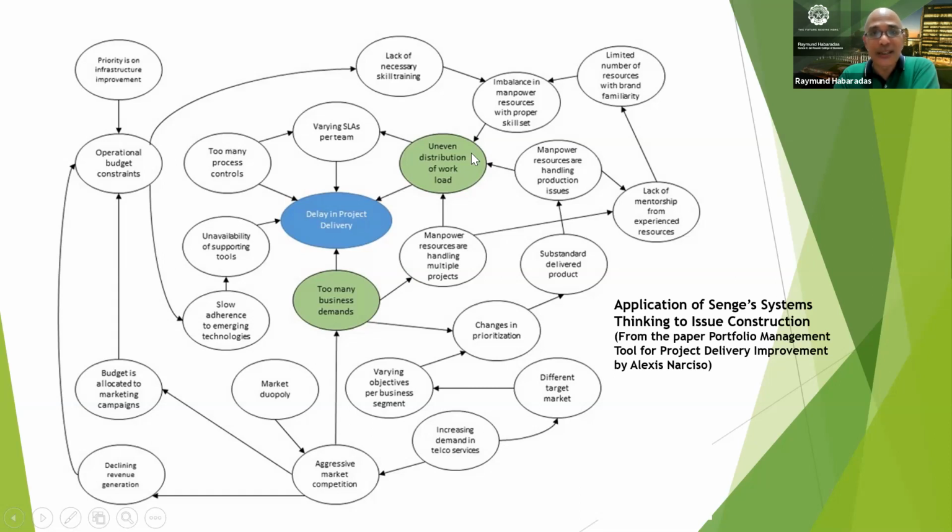And then if they look at the other factors that contribute, let's say, to uneven distribution of workload, they can trace it to, let's say, manpower resources handling production issues, imbalance in manpower resources with proper skill set, that they don't have all of the talents needed, etc. So you can see here that there are certain causes of the initial issue that are also caused by something else. So it's complex. You cannot address this cause if you're not addressing the things that actually cause it also. Or you cannot address the too many business demands if you are not addressing the aggressive marketing competition, because that is what is causing this one.